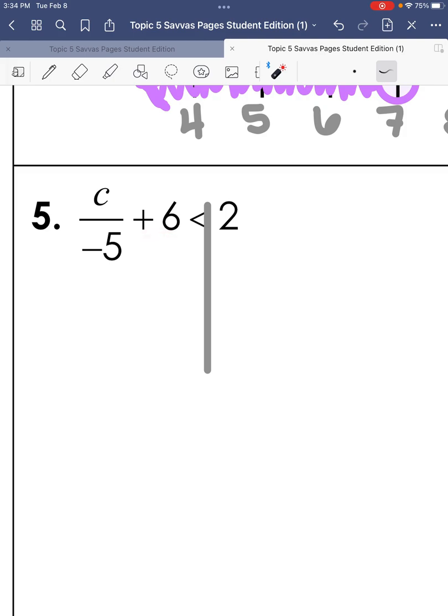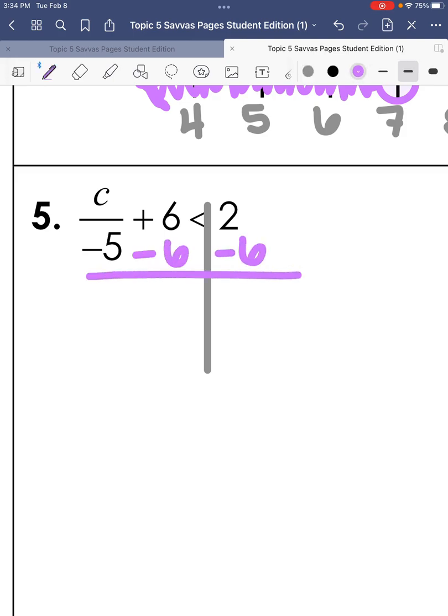Remember, we start farther away from the variable and work our way in close towards it. So which one is farther away? If you said plus 6, you're right. So how do I undo plus 6? Well, I subtract 6. So I'm subtracting 6 on both sides.